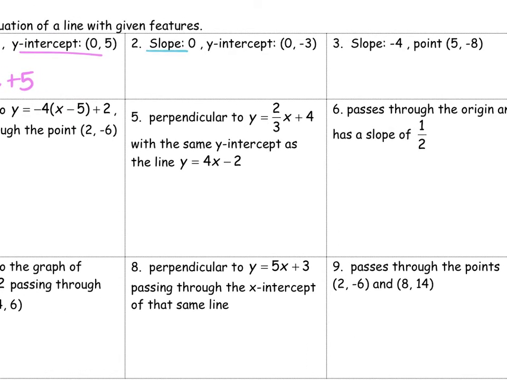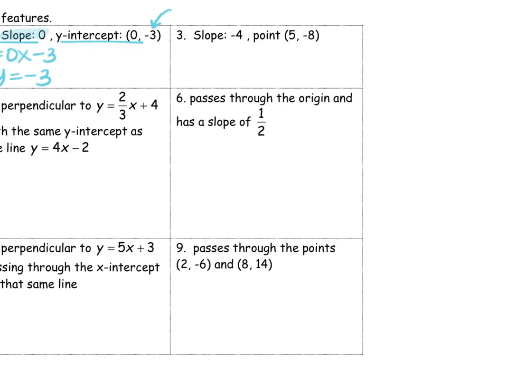Next example, slope is 0, y-intercept is negative 3. So again, slope-intercept form, y is equal to 0x minus 3. 0x is just 0, so this should be written as y equals negative 3, okay? So a line with a slope of 0, we discussed when we talked about slope, is a horizontal line, okay? A horizontal line always has y equals some number, whatever that y coordinate is. In this case, it's y equals negative 3.